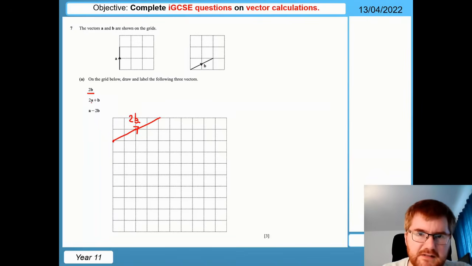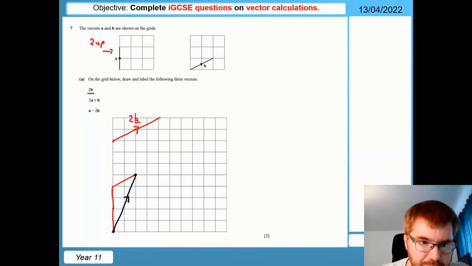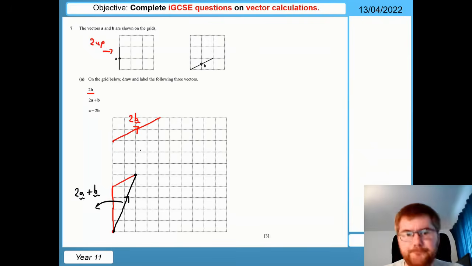Next one is 2a plus b. The tricky part is making sure this all fits in, of course. So let's do this one down here. I'll start with the 2a. So a is basically just 2 up, if I write it in straightforward language. So we've got 2 up. So that's a. We go 2 up again. And then we've got plus b, which is 2 along and 1 up. 2 along, 1 up. And so our actual vector that we're looking for here is going from the start to the end. So we need to pop in this arrow here. And so this vector here represents 2a plus b.